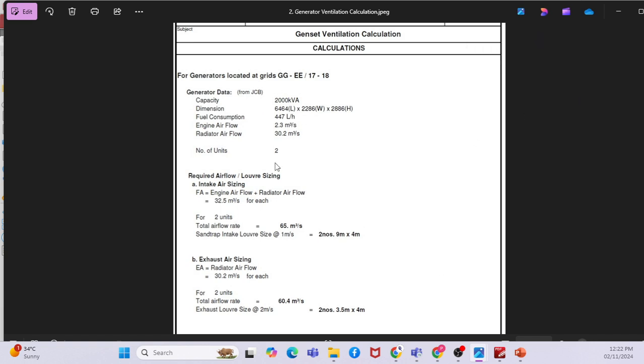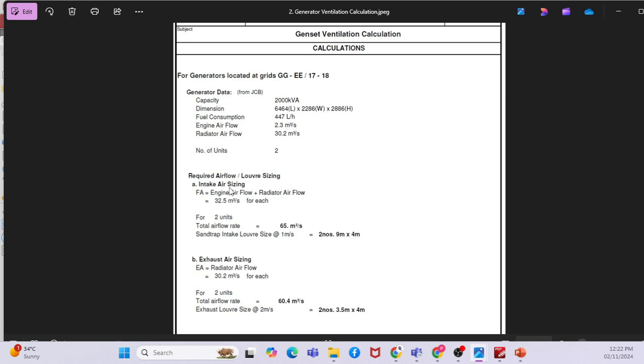If you see this one, generator ventilation calculation, genset ventilation calculation. You have a sample calculation, capacity 2000 kVA. The engine airflow is nothing but for combustion purpose, which is 2.3 meter cube per second, right? And for the radiator airflow, 30.2 meter cube per second. Here you can see the number of units will be 2, whatever number of generators you have.